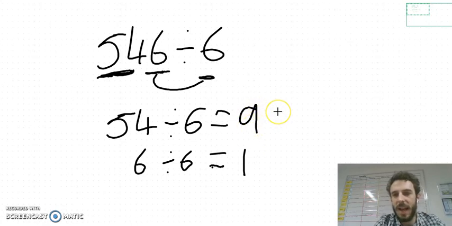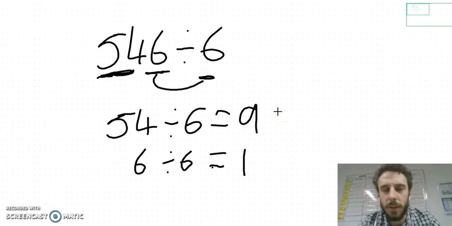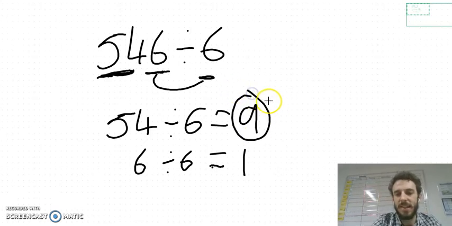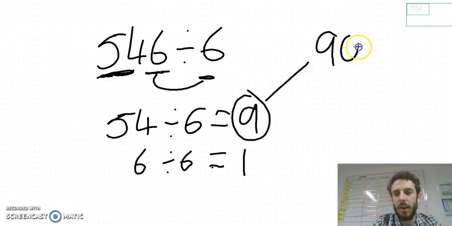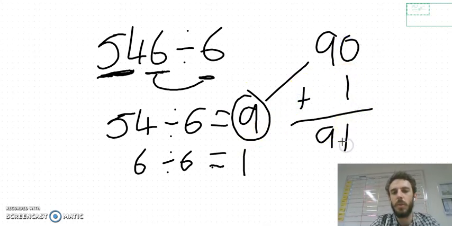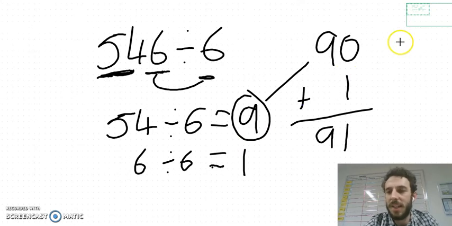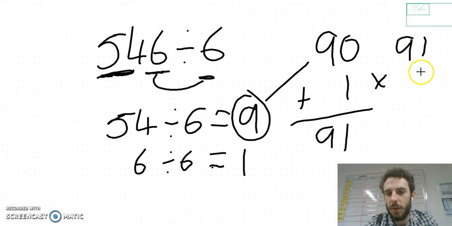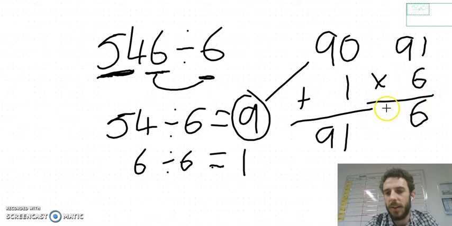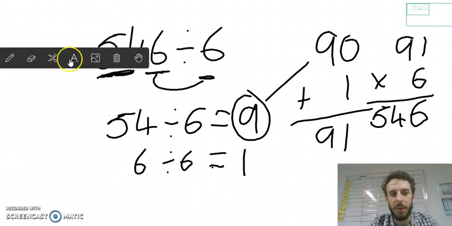And then you need to add them together. So the only thing you need to do is remember that this is 9 tens. So that number is 90. Add your 1, and you've got 91. 546 divided by 6 is 91. And you can test it as well, remember, by doing a quick bit of multiplication. So if I do 91 times 6, 6 times 1 is 6, 6 times 9 is 54, 546. Wonderful.